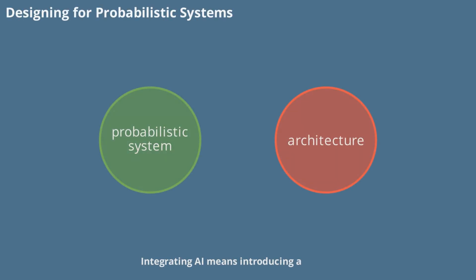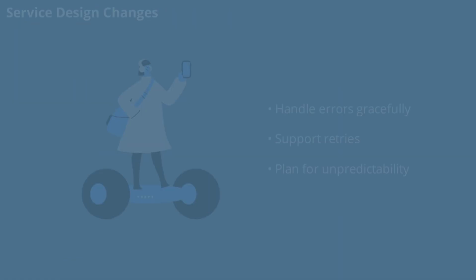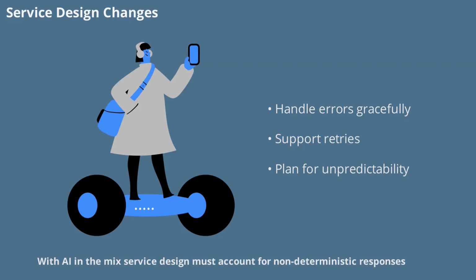Integrating AI means introducing a probabilistic system into a deterministic architecture. This changes how you design services, testing, logging, cost control, and failure handling. Embrace this shift and adapt your engineering practices accordingly. With AI in the mix, service design must account for non-deterministic responses. Build in mechanisms for error handling, retries, and fallbacks. Ensure your services can gracefully handle the unpredictability that comes with AI-powered features.